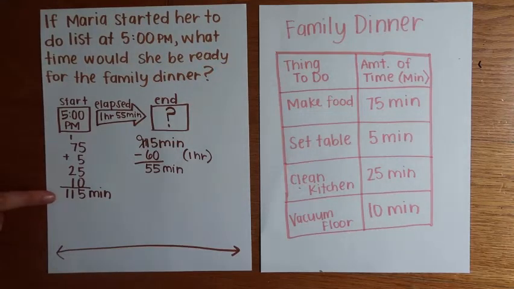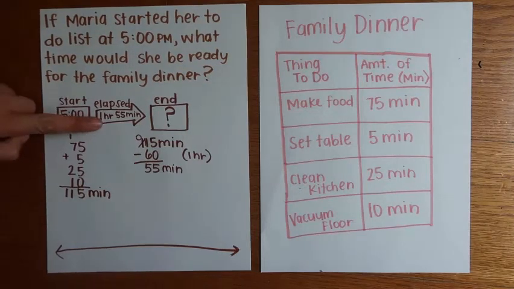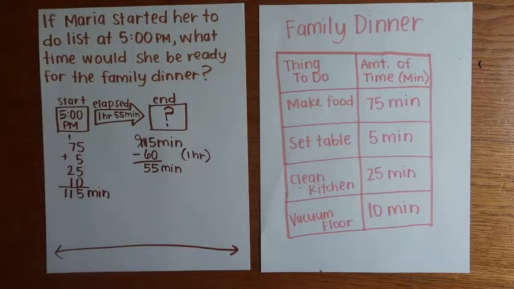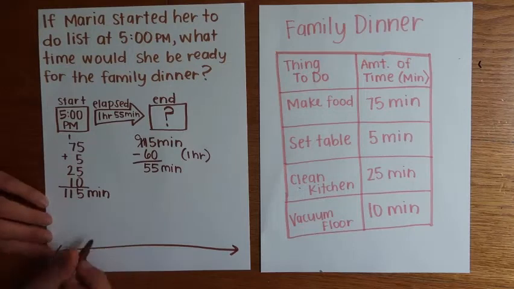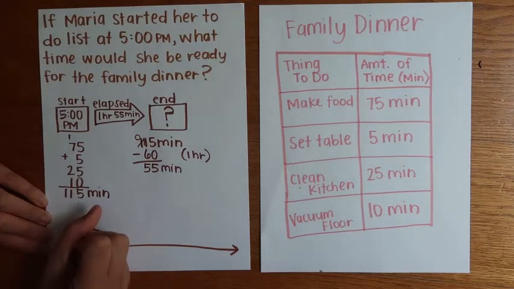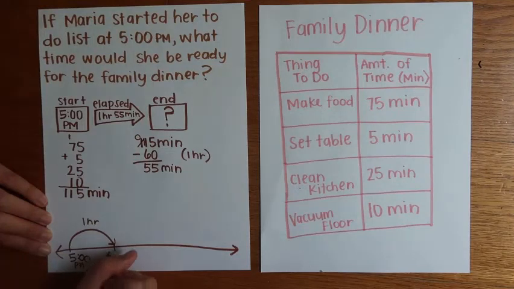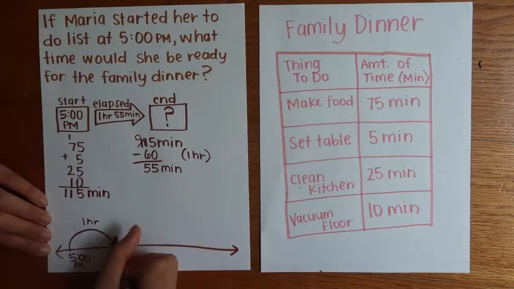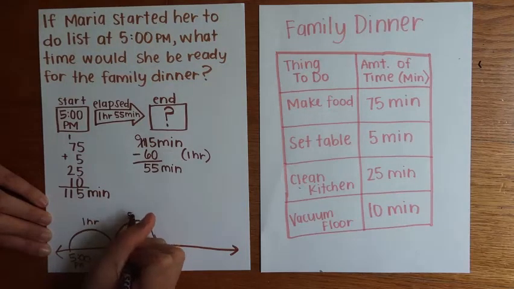115 minutes is not 1 hour and 15 minutes. 115 minutes is going to be 1 hour and 55 minutes. Now that I have a start time and an elapsed time, I can go about this just like I would before. Where I put my start here, I got 5 o'clock p.m. I'm going to jump forward that hour first. If I go forward 1 hour, that's going to get me to 6 o'clock p.m. And then I have to go forward another 55 minutes.